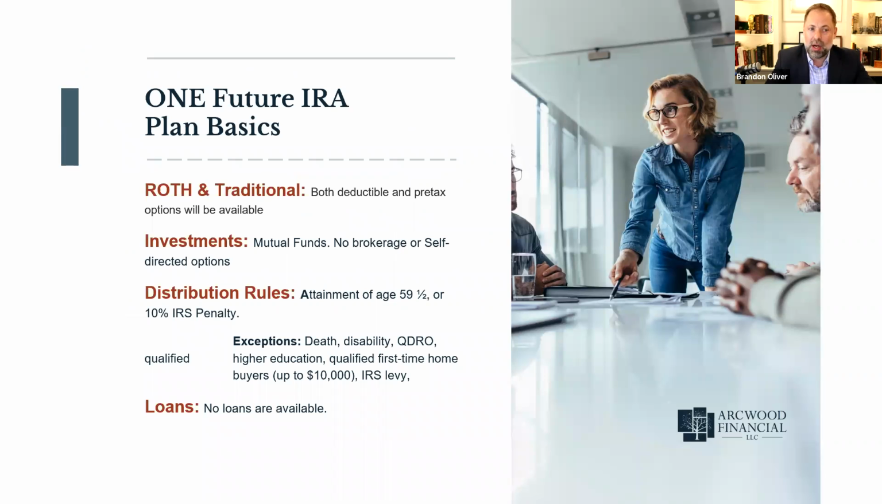The One Future IRA, some basics. Again, I already mentioned it has Roth or traditional. You can do either one. Investments in the platform are going to be more traditional, right? So these are going to be mutual funds, which are diversified portfolios of hundreds of different stocks within each option. And you'll have an option in all the major asset classes, such as domestic stocks, large domestic stocks, mid-sized company domestic stocks, international options, as well as fixed income such as bonds.